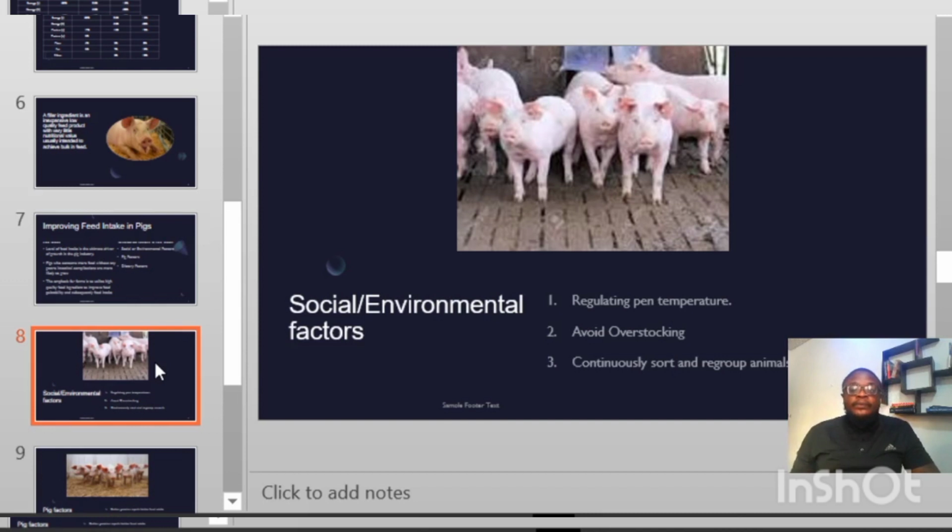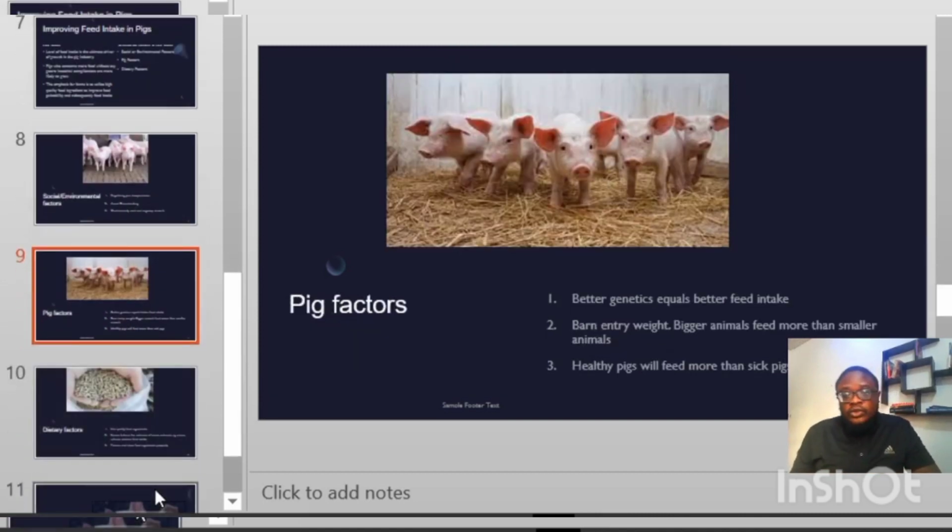Of course, animals born the same day, that you move from the same pen, from the same stage, might not end up in the market at the same time. You might have some animals that fall on the way, so that is why you need to continuously sort and regroup animals. This would ensure that the competition for feed is reduced and they can actually match their pen mates. Alright, so we go to the pig factors.